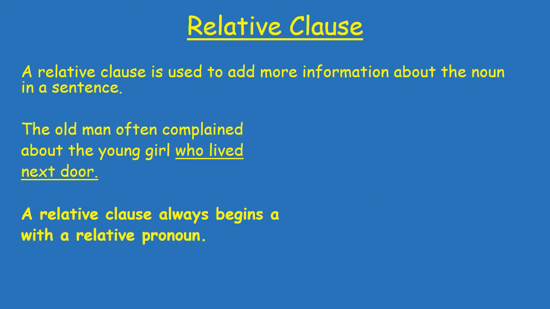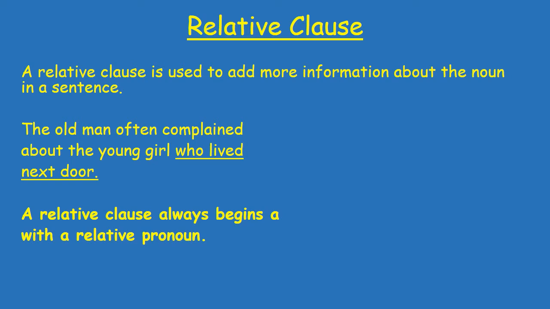So in the example shown on screen, you'll see the old man often complained about the young girl who lived next door. The relative clause in that sentence is who lived next door. The old man often complained about the young girl makes sense on its own. However, the relative clause gives us a bit more information to make our sentences more interesting.